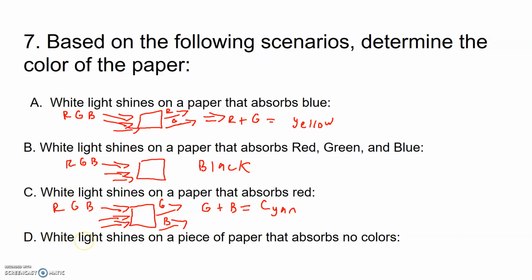And then white light shines on a piece of paper that absorbs no colors. So if you have red, green, and blue coming in, this is all paper again. You have red, green, and blue coming out. Well, our eyes take the red light, the green light, and the blue light, add together, and that is white. So white light is made of all colors, but red, green, blue, the primary colors, also combine to make white light.